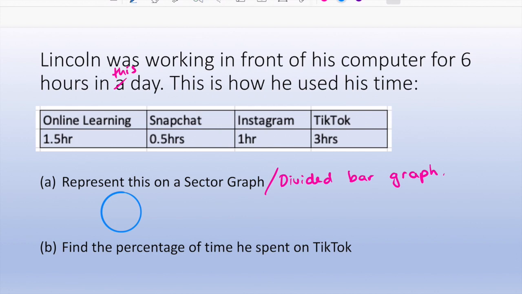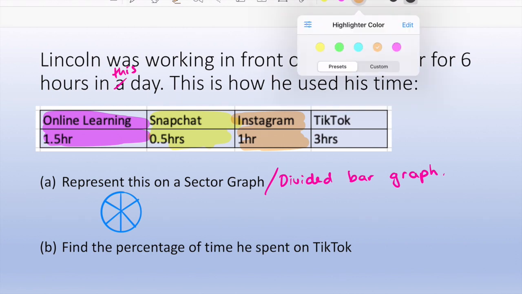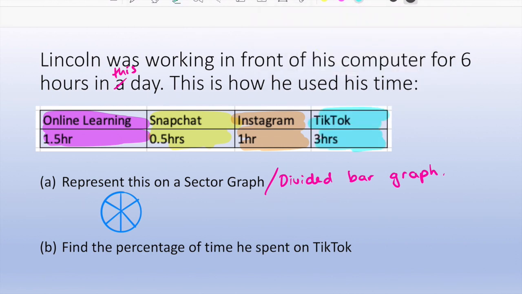All right. So what I'm going to do is split this pizza up into 6. 1, 2, 3, 4, 5, 6. And I'll give everything a color. So I'll say that online learning is this color. And I'll say that Snapchat is this color, Instagram is this color, and I'll say TikTok is this color. TikTok's the easiest one to do first because it's 3 hours, so I'm going to put that there.